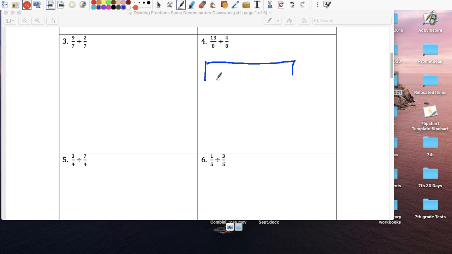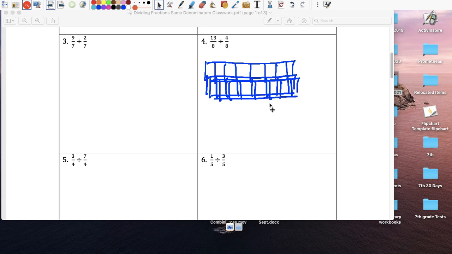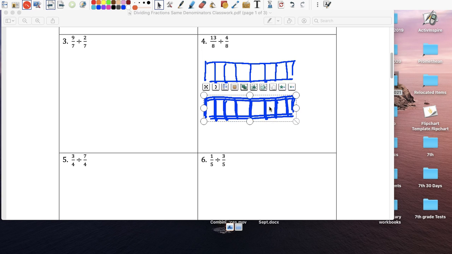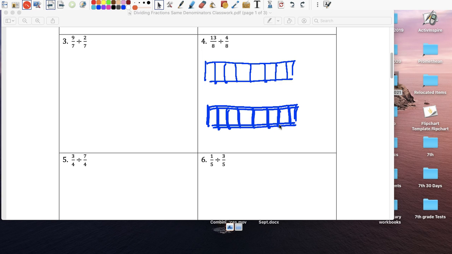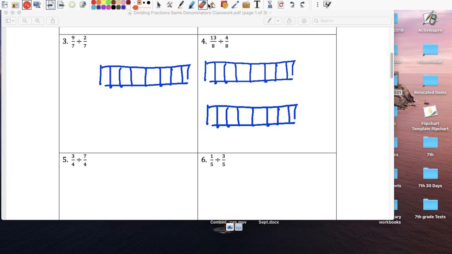And this one we have to break into 8s. We're going to have to do another one because the numerator is bigger. So let's draw 2 more. So we've got to do 13 over 8. 13 over 8 would be 8 over 8, then 9 over 8, 10, 11, 12, 13 over 8 would go all the way here. And at the bottom is 4 over 8.